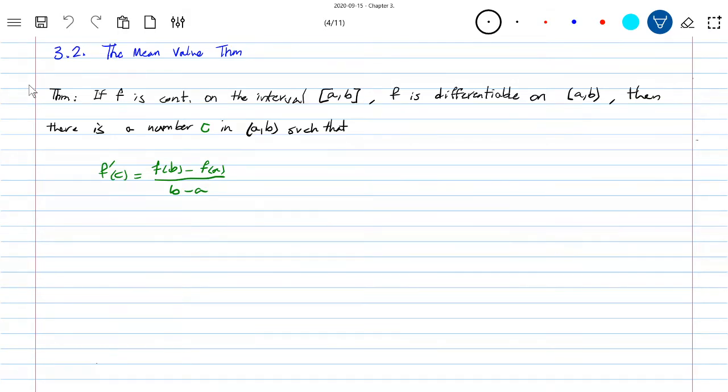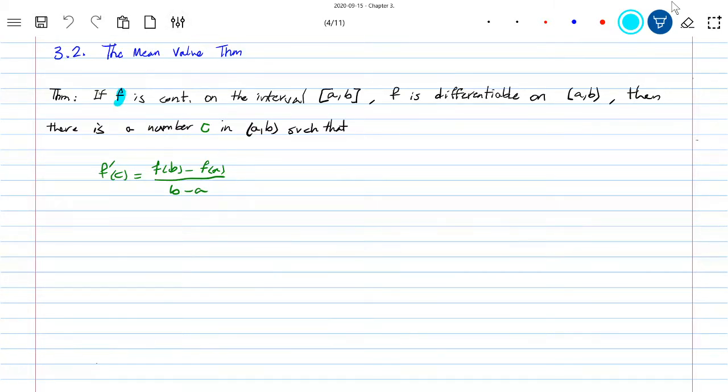Welcome back. Let's continue our topic on chapter 3. Today's lecture is over a specific theorem. It's called the mean value theorem. Here is the theorem, and we will do an example to see what it means.